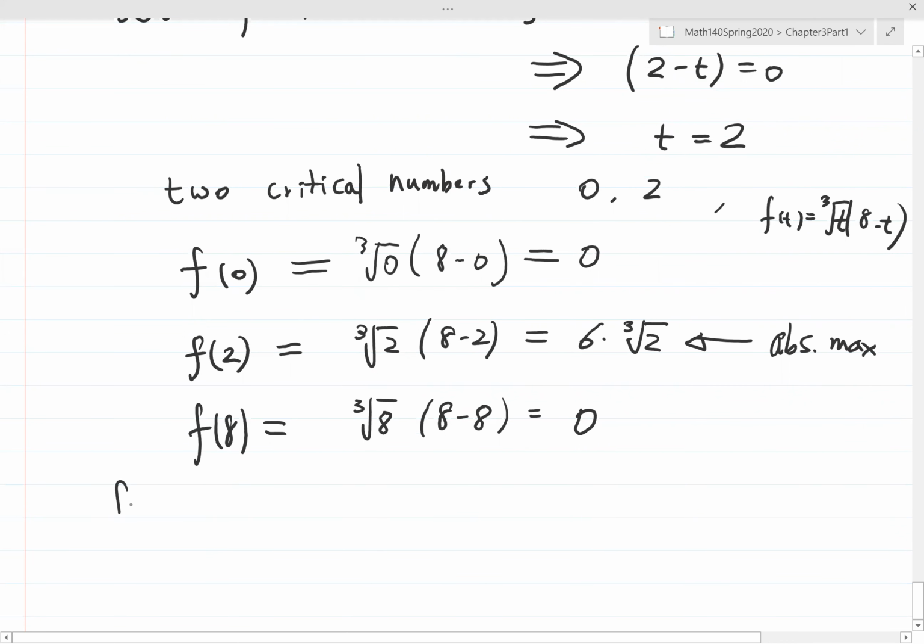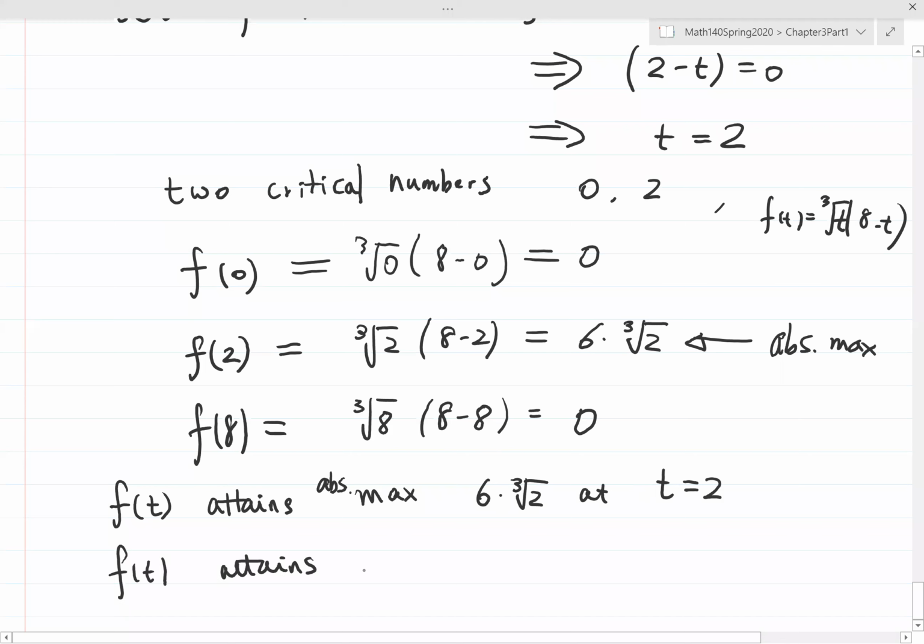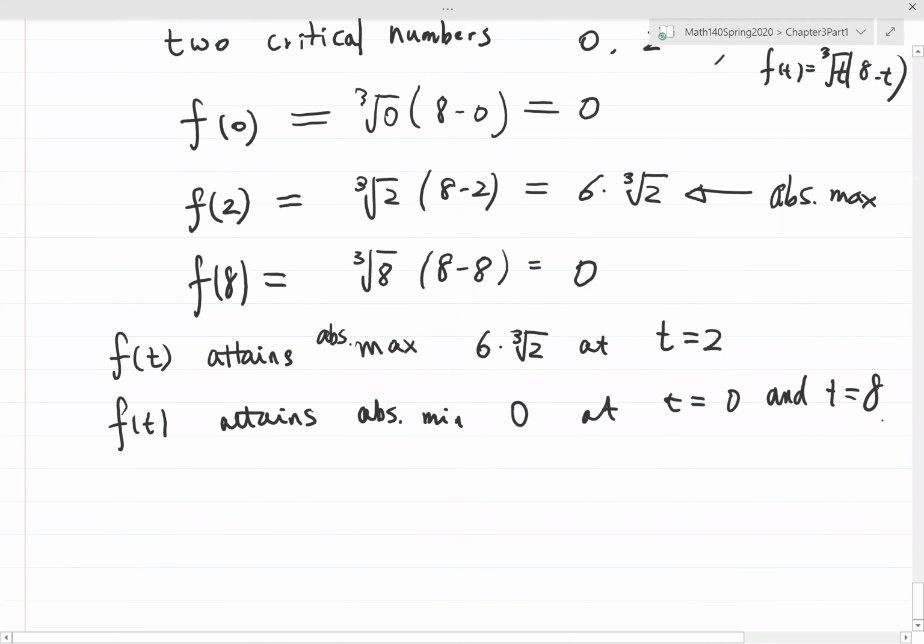So then f(t) attains absolute maximum 6 cubic root of 2 at t equal to 2. Now f(t) attains absolute min 0 at t equals 0 and t equals 8. So we have two positions where f attains absolute minimum. Then we are done for this problem.